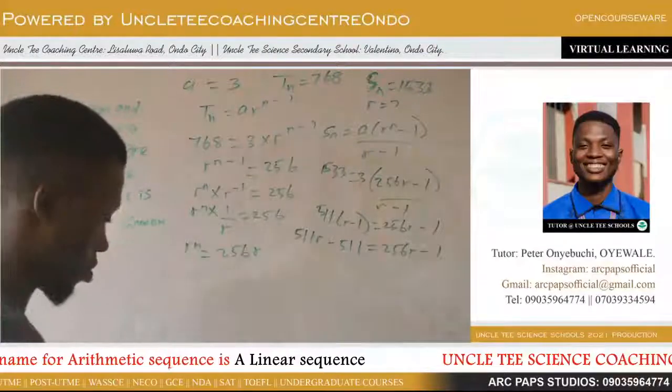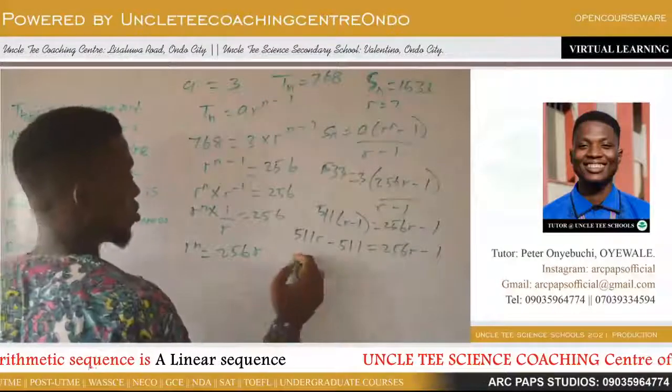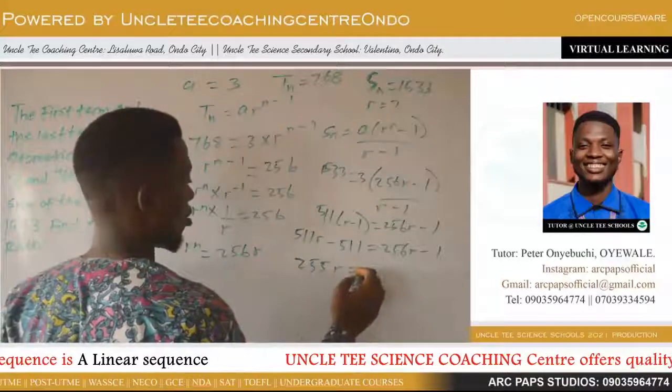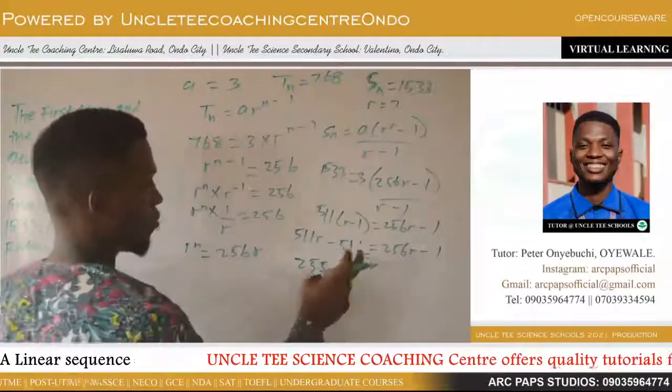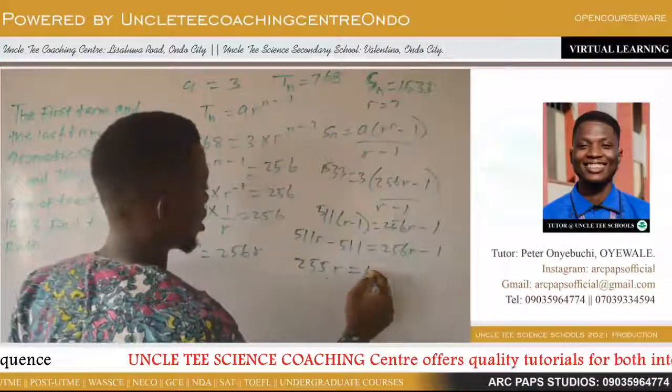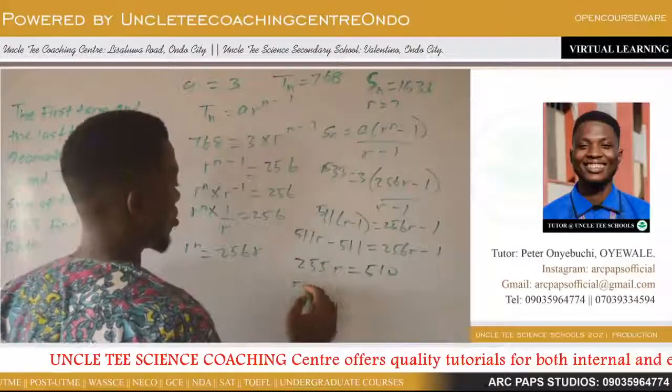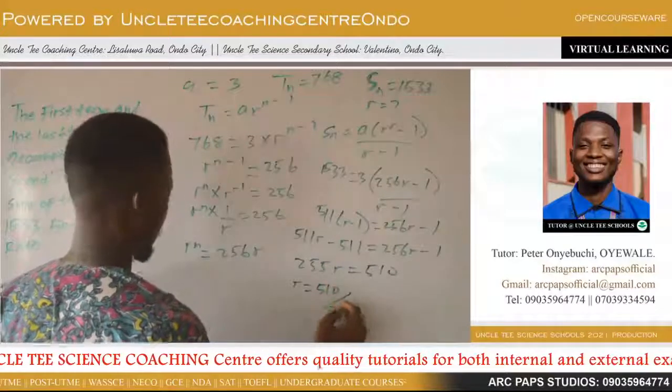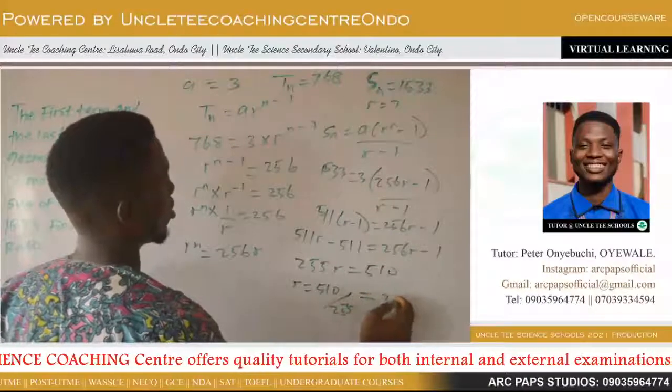Now let's collect like terms. 511 R minus 256 R will give us 255 R. The 511 going to the other side is plus 511 minus 1, that is 510. Our R is 510 divided by 255. Our R is 2.